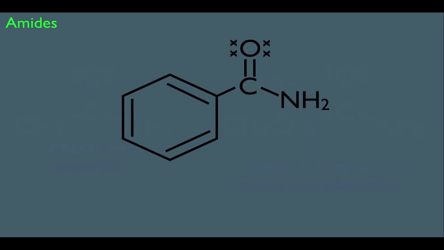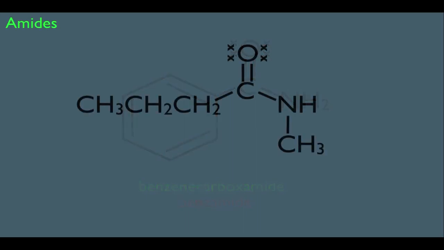What would we do if our amide is connected to a benzene ring? Well, the IUPAC name would simply be benzene carboxamide. The common name would be benzamide. Now, let's look at an example where the hydrogens on the nitrogen are actually replaced by some kind of alkyl group. So notice we have a methyl directly connected to that nitrogen.